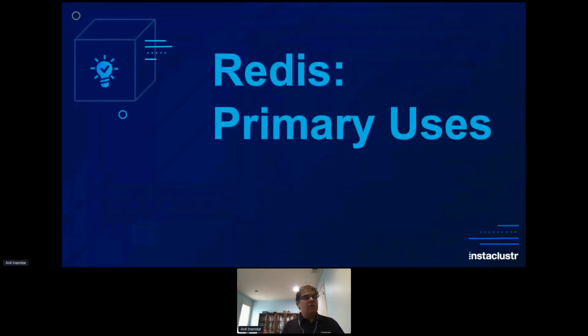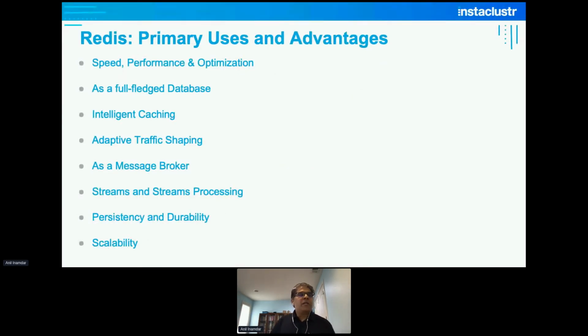All right, so the primary use cases. This is a list I have come up with. There are many others, but we'll discuss each one of them one by one. First is speed, performance, and optimization. It can be used as a full-fledged database. It can be used with intelligent caching. It can be used with adaptive traffic shaping. It can be used as a message broker. It can be used for processing streams. We will talk about persistency and durability, and we'll also talk about scalability.